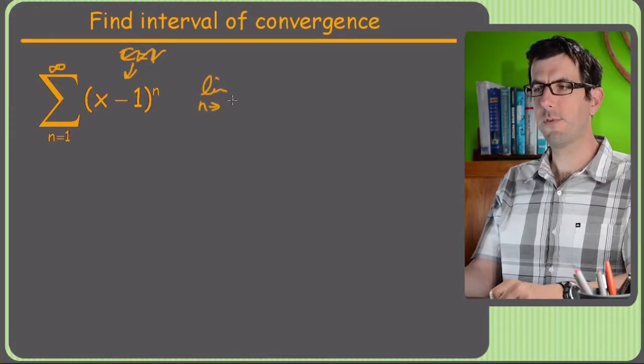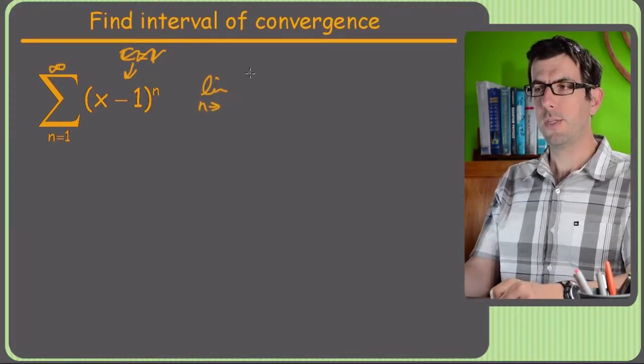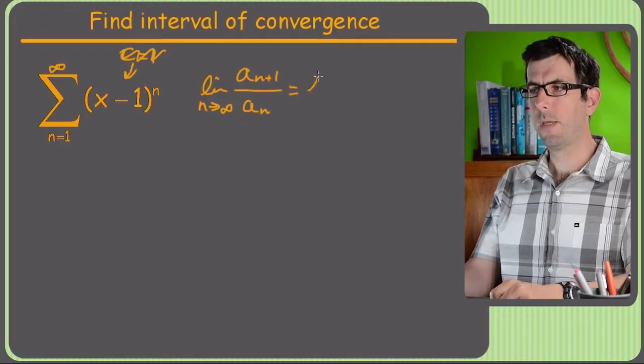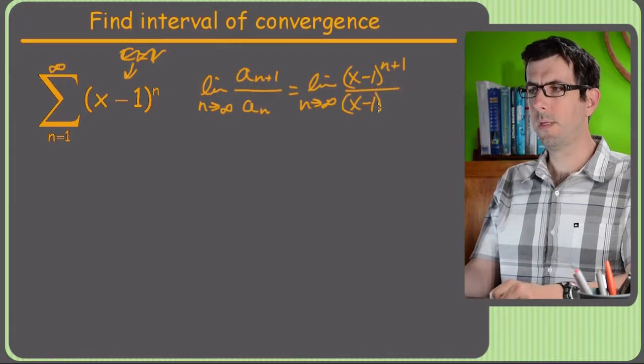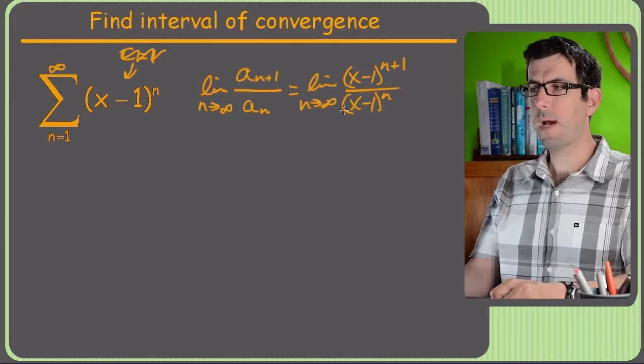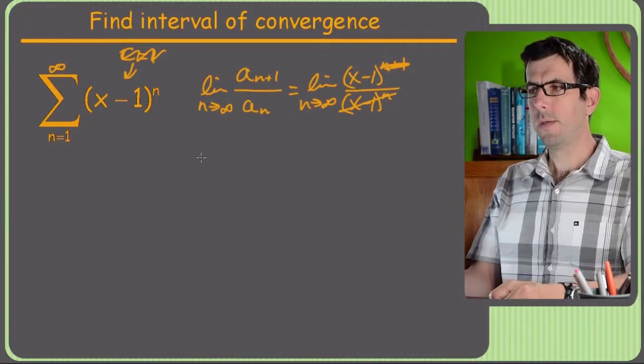For the ratio test, the first thing is we just run the ratio test. So we need a sub n plus 1 over a sub n and take the limit as n approaches infinity. That's going to be the limit as n approaches infinity of (x minus 1) to the n plus 1 over (x minus 1) to the n. This happens a lot with the ratio test, where the bottom power is 1 less than the top power. So we just end up with everything canceling except an x minus 1.